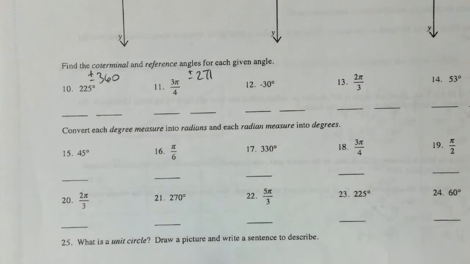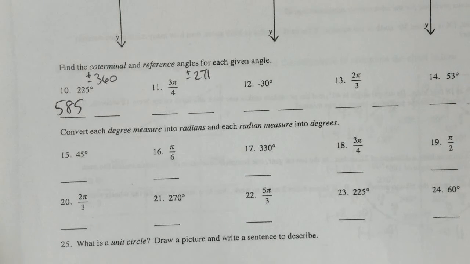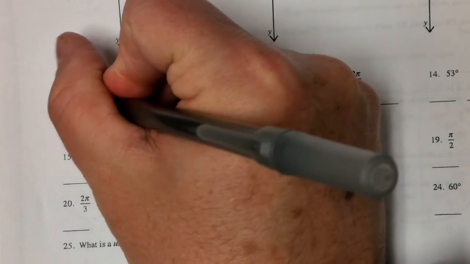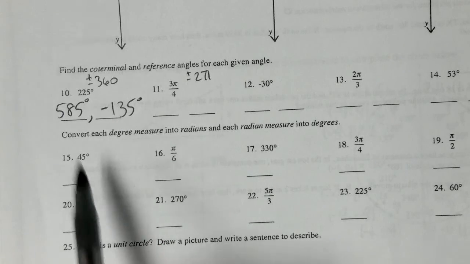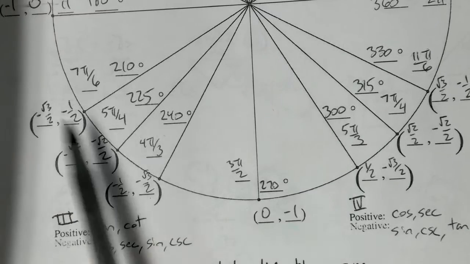Okay, so good question. So 225 plus 360, that's 585. And 225 minus 360, that's negative 135. Put a comma between.